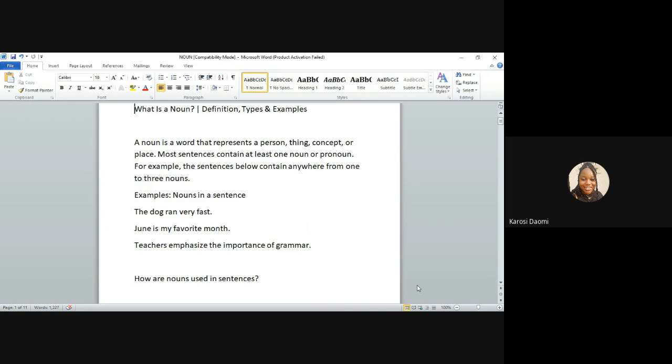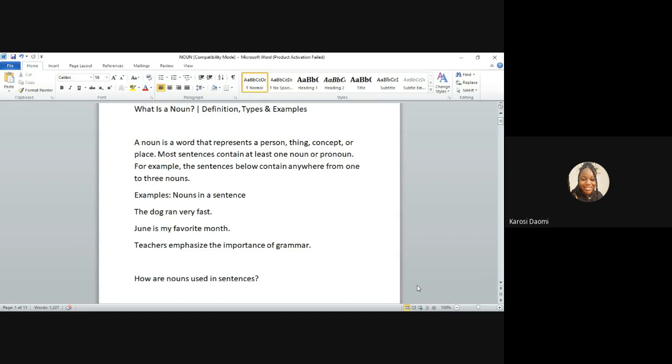So when we say a noun is a word that represents, it means it stands for or it names a person. We can also say a noun is a naming word. It names a person. It could be a thing, a concept, a place, or even an idea. Most sentences usually contain at least one noun or pronoun. For example, the sentences below contain anywhere from 1 to 3 nouns.